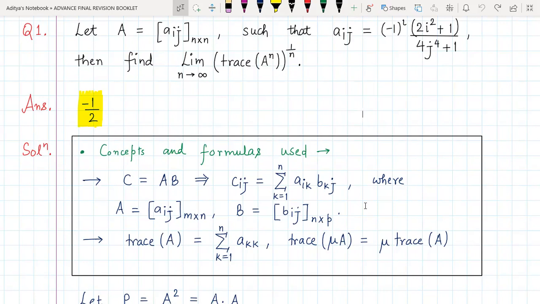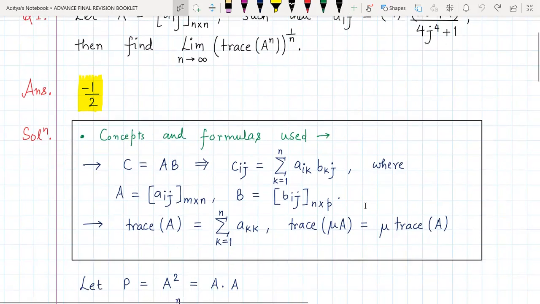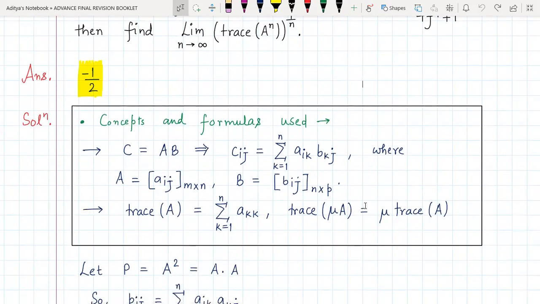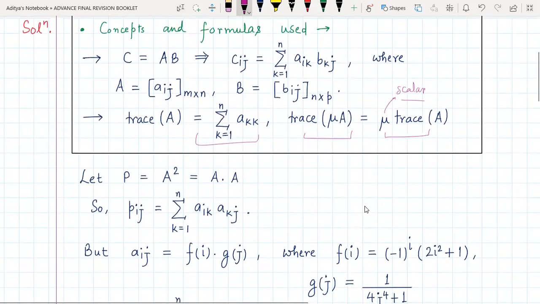Also, another property we should be aware of: the trace of A is simply the sum of the diagonal elements. So this one we have written here, and the trace of μA is equal to μ times trace A, where μ is a scalar. Very basic property we should be aware of. Now, let us discuss the solution.